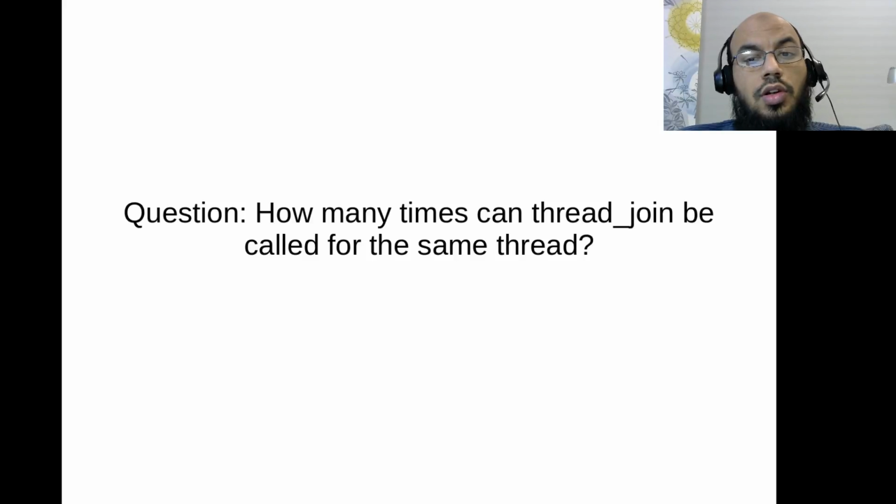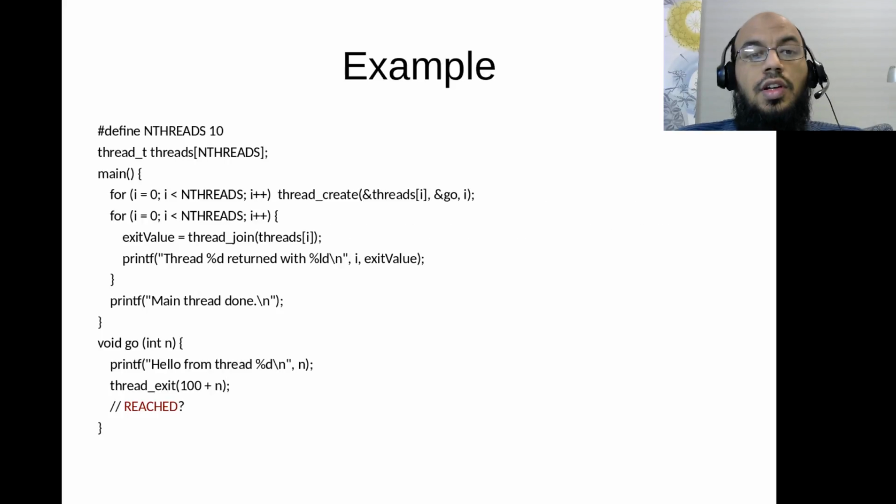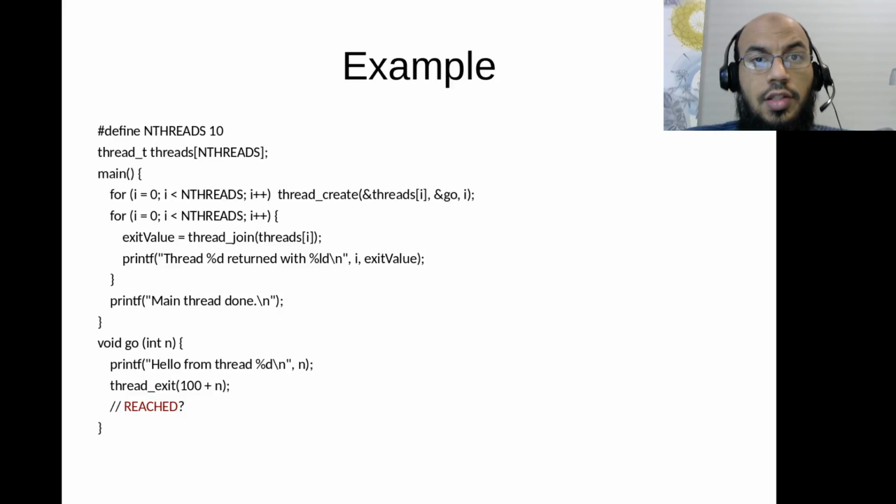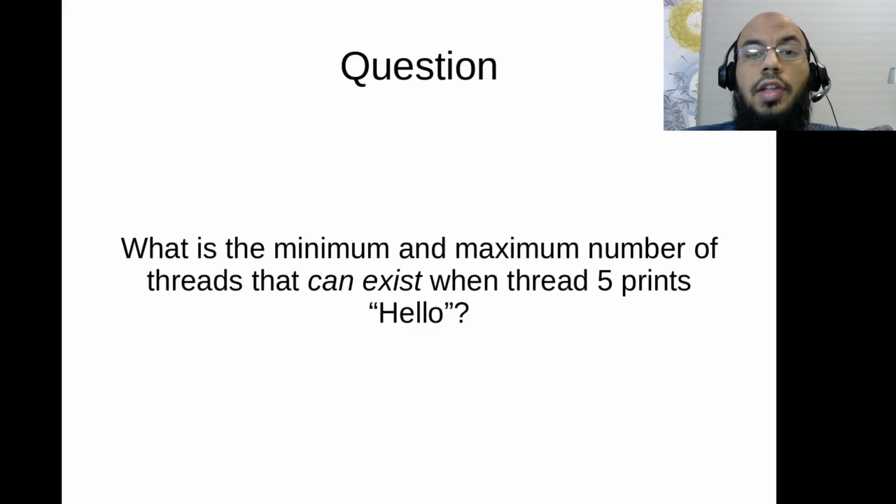So let's ask a question. How many times can thread join be called for the same thread? Let's give an example. I want you to actually take this example and run it. I had a suggestion before to make the slides available beforehand so that you can copy and paste from the slides. The slides are now available on Cambro, so you can just copy this example and try it and see what happens.